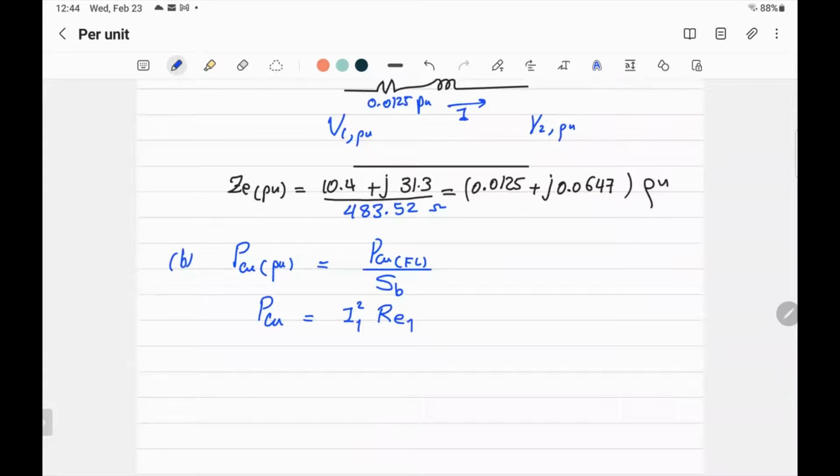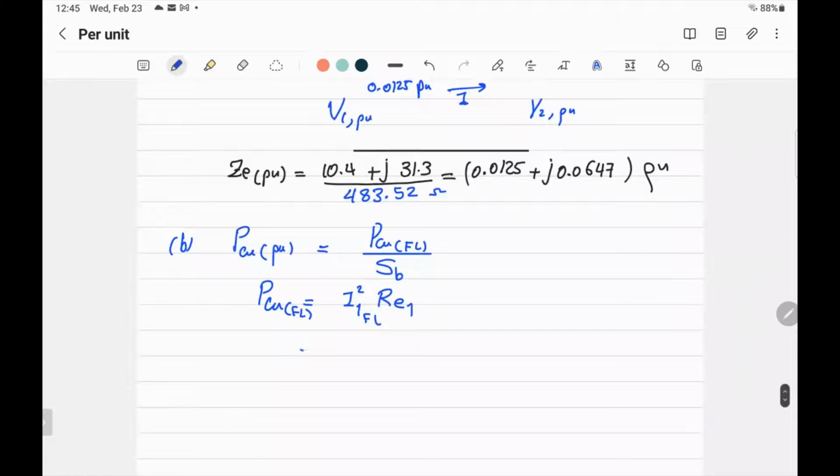In general, if you have the actual value, you find the peak copper loss, I1 square times RE1, divide by RE1, and then you divide by the base after that. That's, of course, full load. That's the way we always used to do it. But how do you do it in per unit?